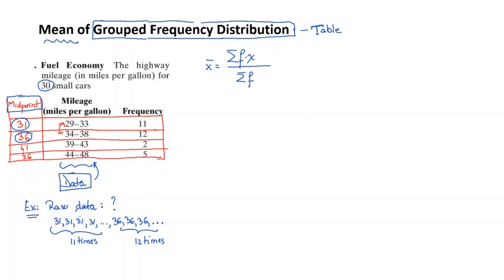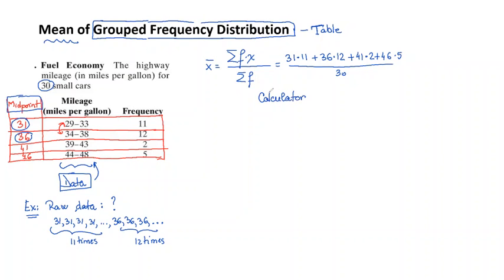Instead of adding 31, 31, 31, 31, 31, 11 times, I'll just do 31 times 11. And then I'll do 36 times 12. And let's just actually do that here. 31 times 11 plus 36 times 12 plus 41 times 2 plus 46 times 5 all over 30. Okay, I'm not gonna do this by hand because I want to show you how to use the calculator in this situation.